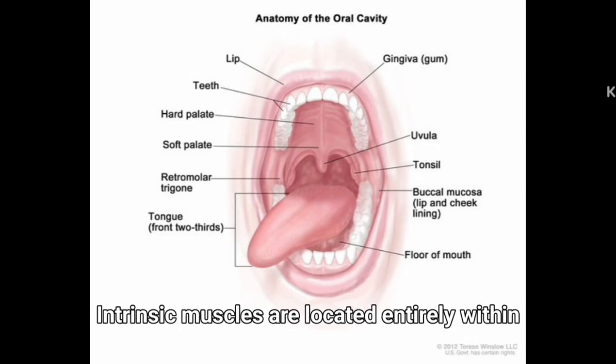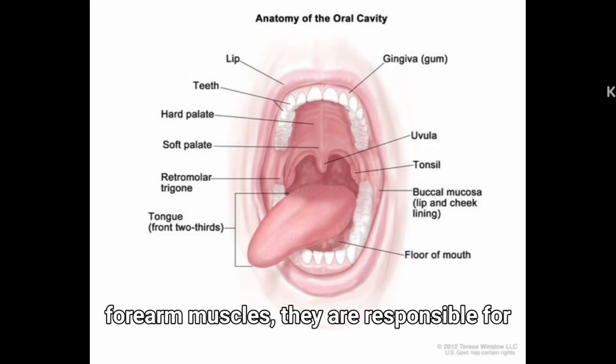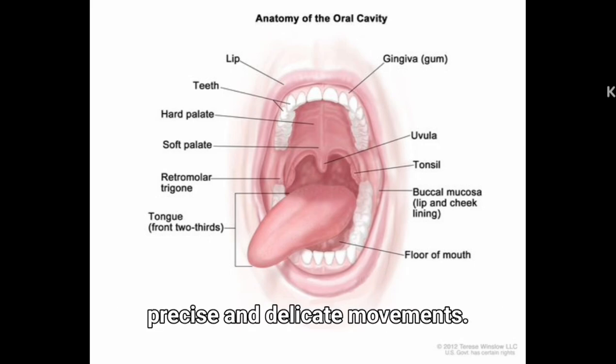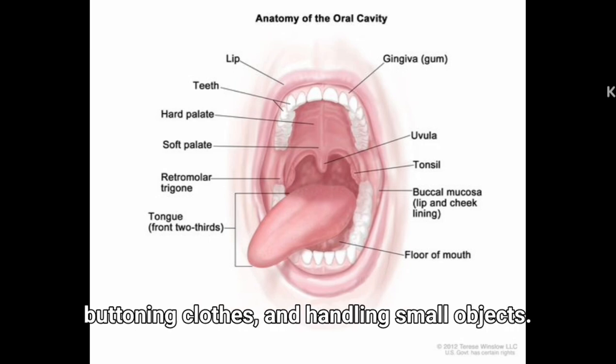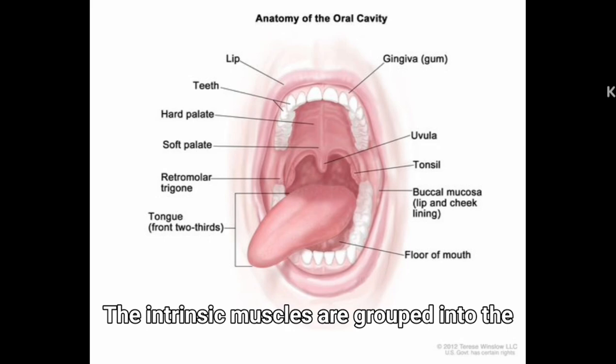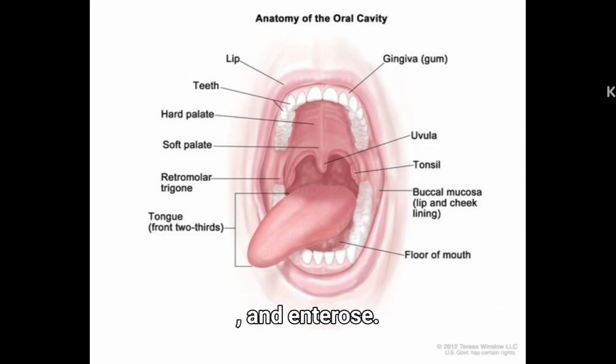Intrinsic muscles are located entirely within the hand. Although they are much smaller than the forearm muscles, they are responsible for precise and delicate movements. These muscles help with writing, typing, buttoning clothes, and handling small objects. The intrinsic muscles are grouped into the thenar muscles, hypothenar muscles, lumbricals, and interossae.